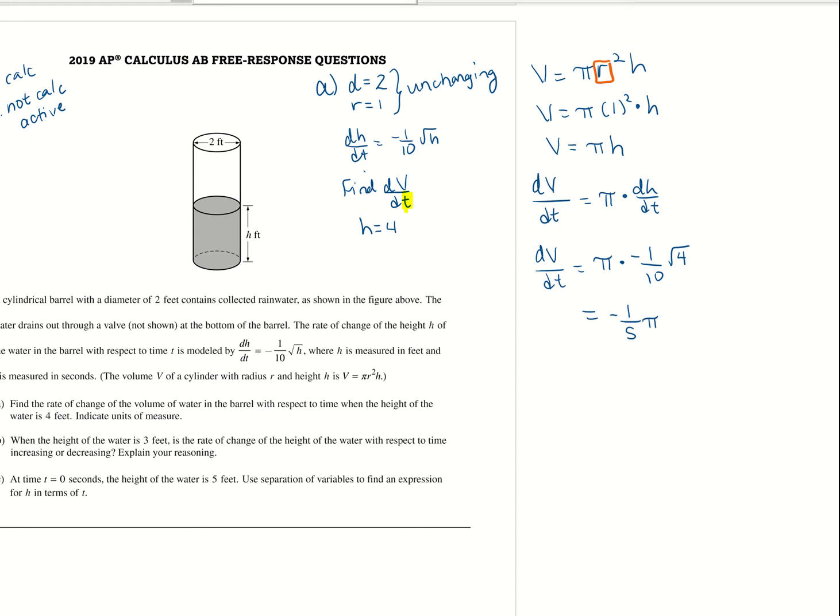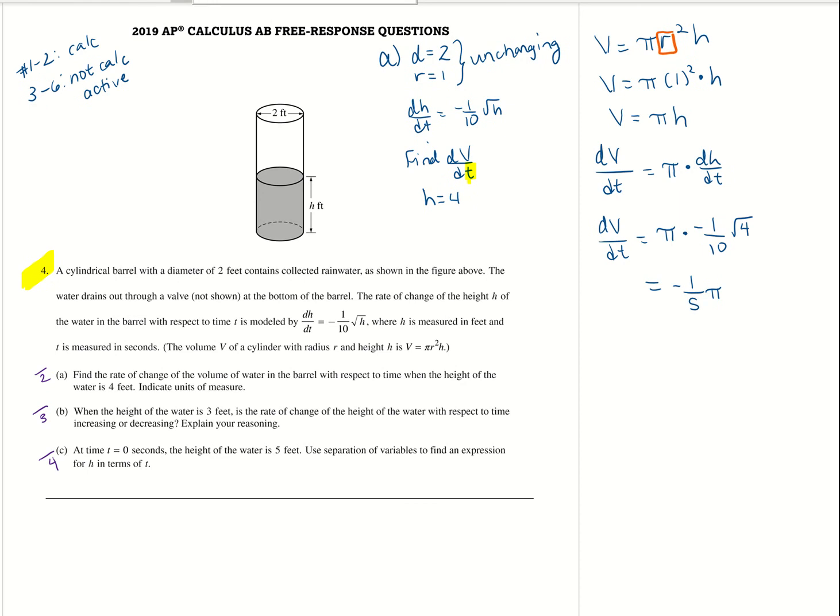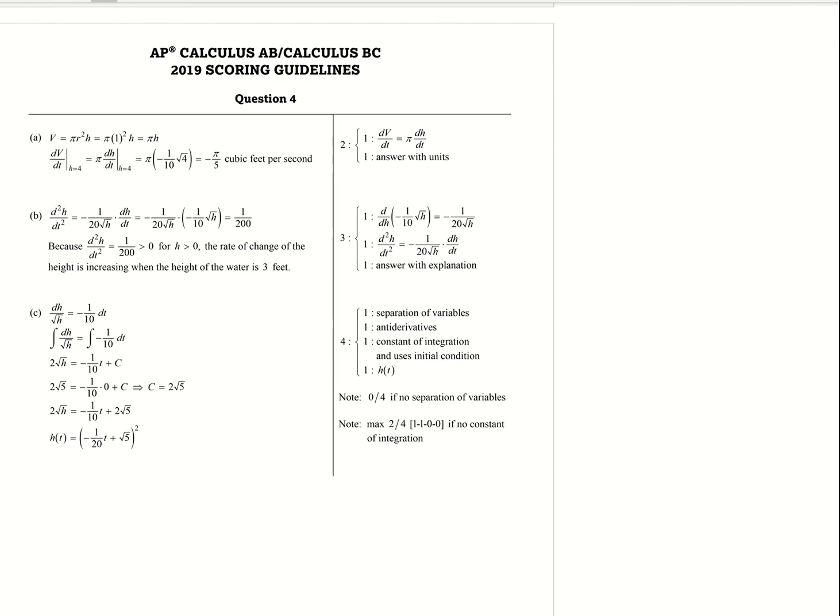But it's a good idea to always go back before you decide you're done with the problem and just double check. And you might notice on this one it says we need to indicate the units of measure. So if we left off the units of measure, we could not get full points on this problem. We were told that the height was in feet. And since we're in volume, that would be feet cubed. But this is a rate of change, so we always want to compare this to time, and time is measured in seconds. And it is common for students to leave off the volume. I'm just going to compare this quickly with the scoring guideline.